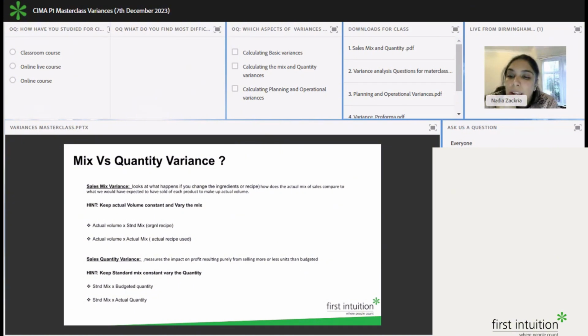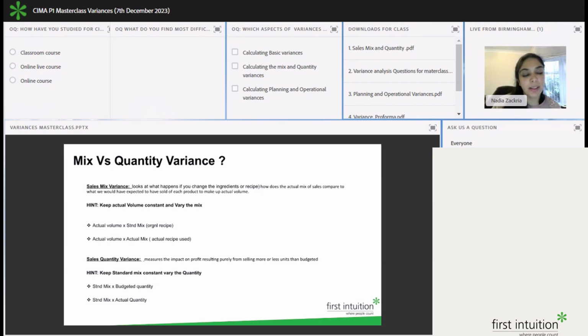So what do we do in our mix variances? Now think about mix as a recipe, okay? You've gone on to BBC Food, you've picked up a recipe which says you're going to make cupcakes. It tells you how much flour you need, how much of eggs you need, how much of sugar you need. You read the recipe, that is your budget. But when you actually start making your cupcakes, you decide, you know what, I'm going to reduce the amount of sugar and I'm going to change the flour that I use into maybe something more healthy, okay? And you're going to change that recipe.